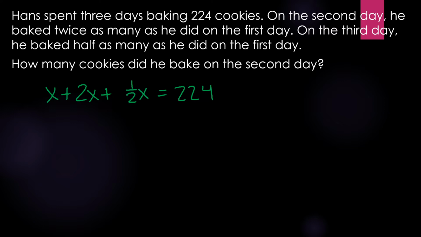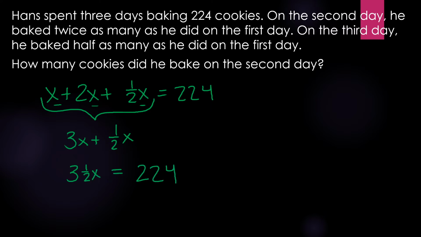And if I look right here, I see a lot of common variables. I see an X, X, and X, which means I have like terms, which means that I can combine like terms. So if I have an X and 2X, right, that gives me a total of 3 X's, and I'm adding that to 1/2 X. 3 plus 1/2 is just going to be 3.5, right? I'm taking 3 and adding it to 1/2. That's going to give me 3 1/2 X. And this is going to be equal to the total number of cookies that Hans baked.